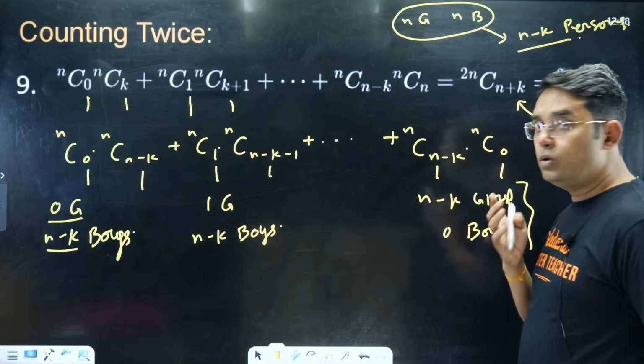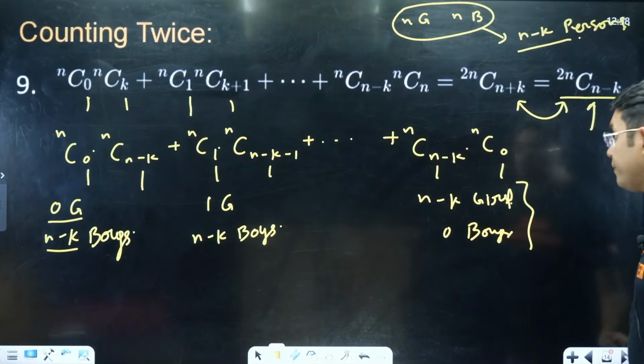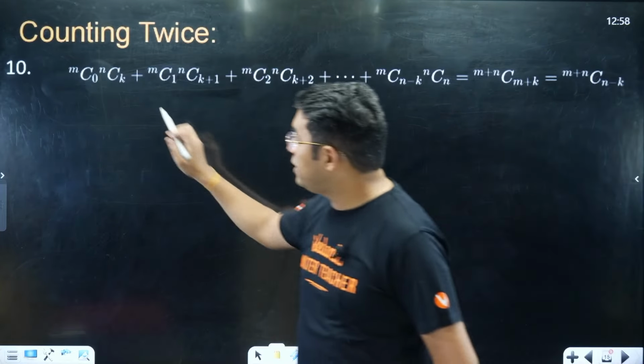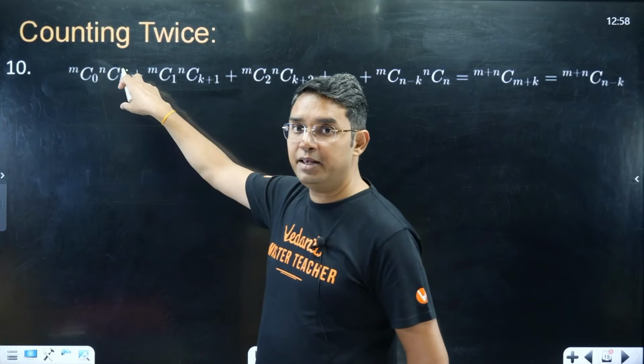Okay. So coming to the next identity. In this case, what I have done is I have taken m here and n here.